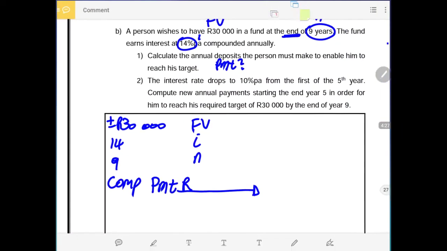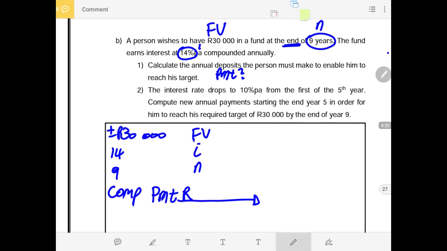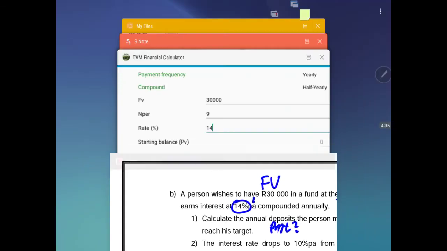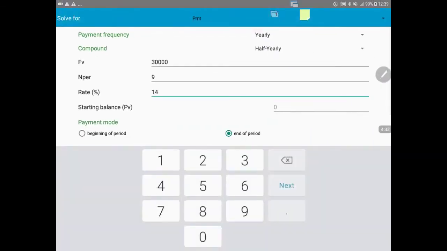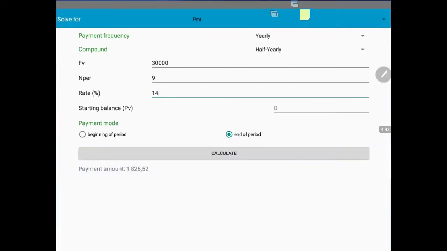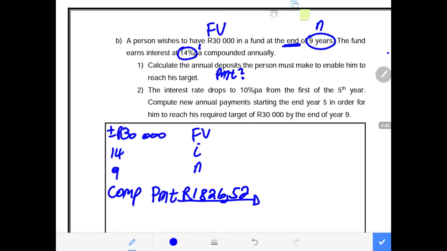1,826.52 is our annual payment. This person must invest 1,826 every year in order to get 30,000 at the end of 9 years, earning interest of 14% per annum compounded annually. Let me just use my calculator.